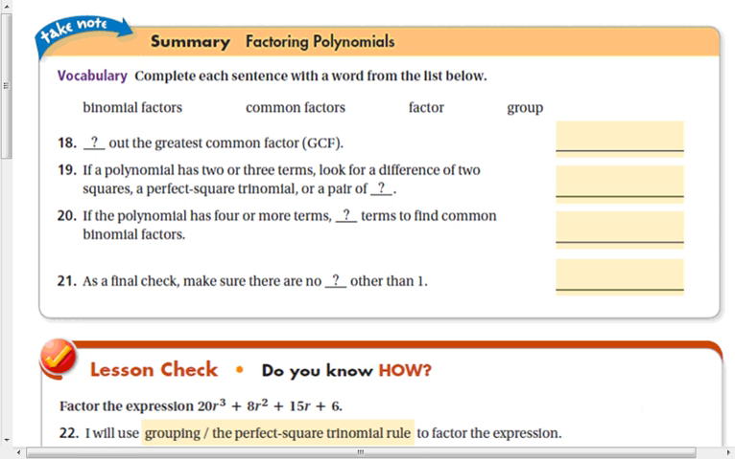All right, summary of how we factor these. The first thing we do is factor out the greatest common factor. Then if a polynomial has 2 or 3 terms, we look for the difference of 2 squares, a perfect square trinomial, or a pair of binomial factors. If the polynomial has 4 or more terms, we group terms to find a common binomial factor. And as a final check, make sure there are no common factors other than 1.